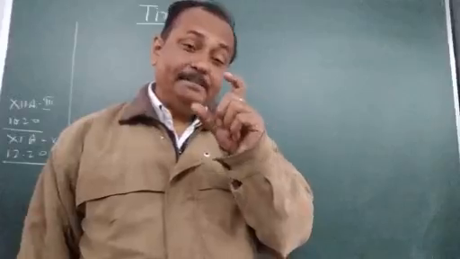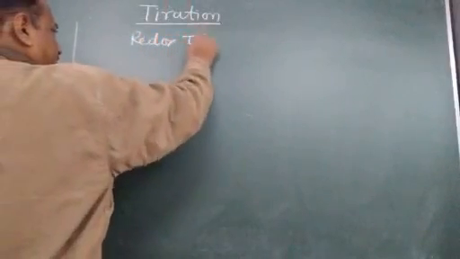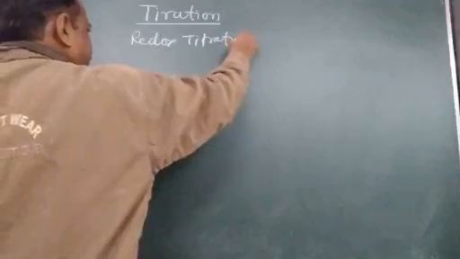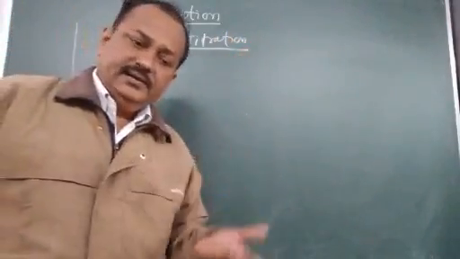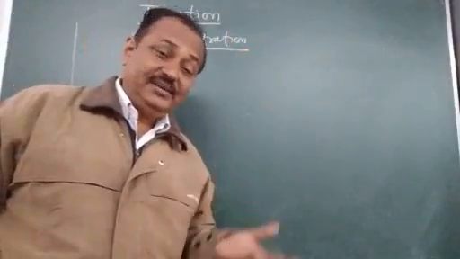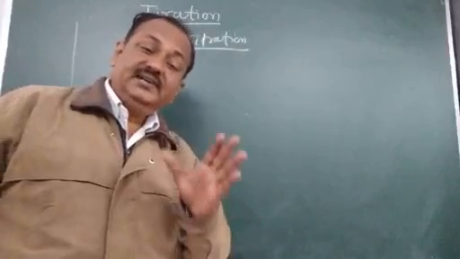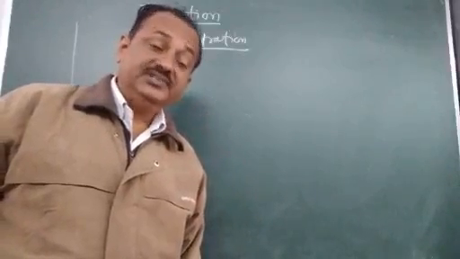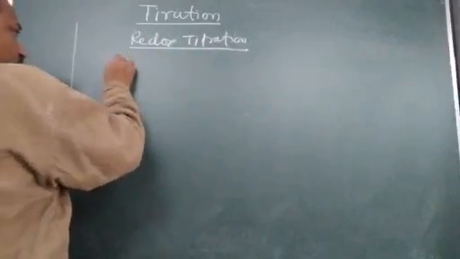It requires some medium. So we will focus on the redox titration. You all must be knowing, redox reaction takes place in acidic medium. It can take place in basic medium, but in neutral conditions, it is not so easy in the laboratory. So in class 12, redox titration is of two types.